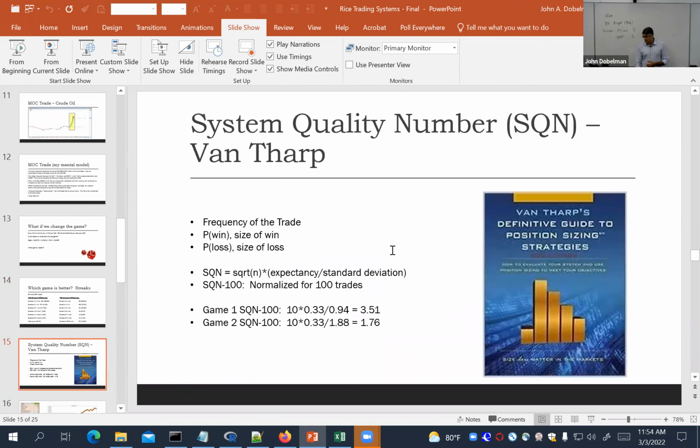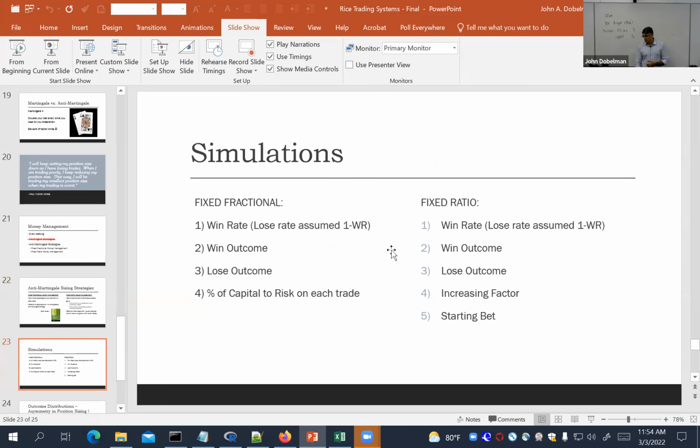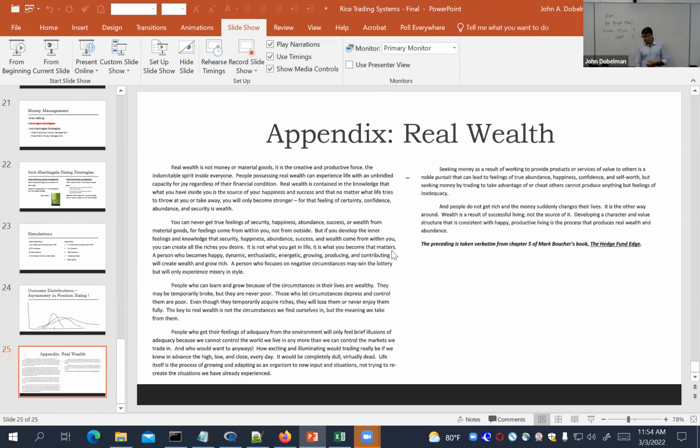And going back to that question earlier of what wealth is, this was just one of my favorite quotes on real wealth, and that's too small to read. But it's kind of philosophical. And it's funny, I found it in a book called The Hedge Fund Edge by Mark Boucher.